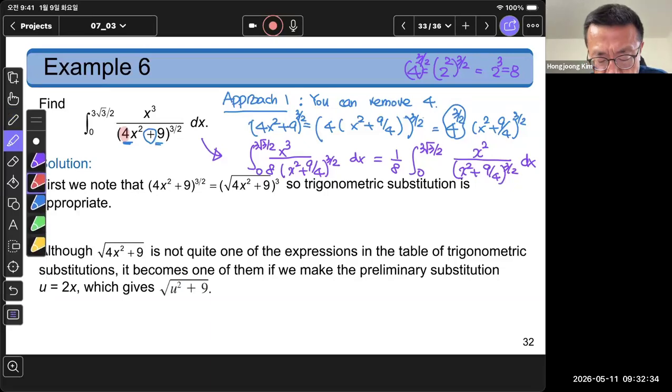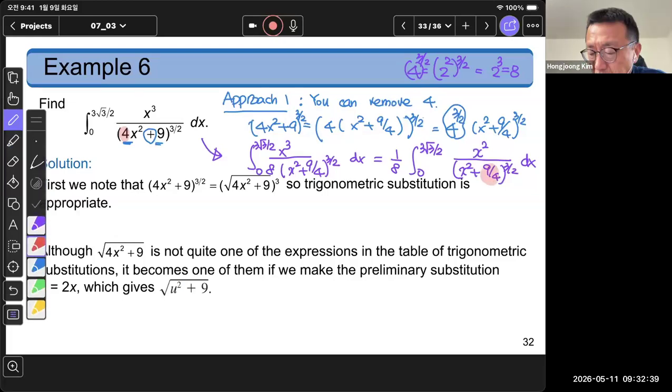So in that case, your a squared will be 9/4. That is your a squared. So what is your x? X will be a tangent theta. So a is the square root of 9/4. That is 3/2 tangent theta. Okay. So that is one approach. You can remove this number in front of x squared somehow. Okay. So that is one approach.